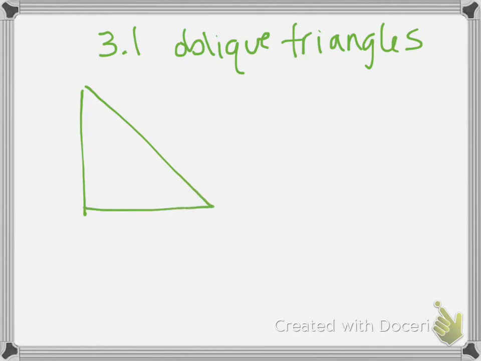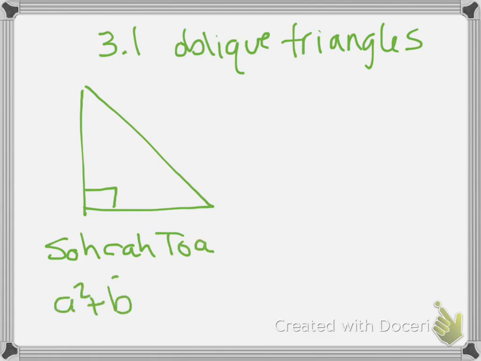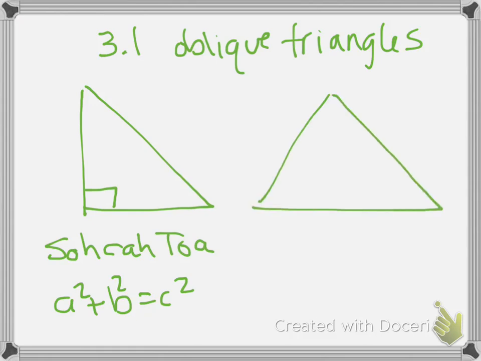We've gotten very, very good at solving for missing sides if there's a 90-degree angle. We can use SOHCAHTOA and we can use Pythagoras. But an oblique triangle is a triangle that does not have a 90-degree angle.